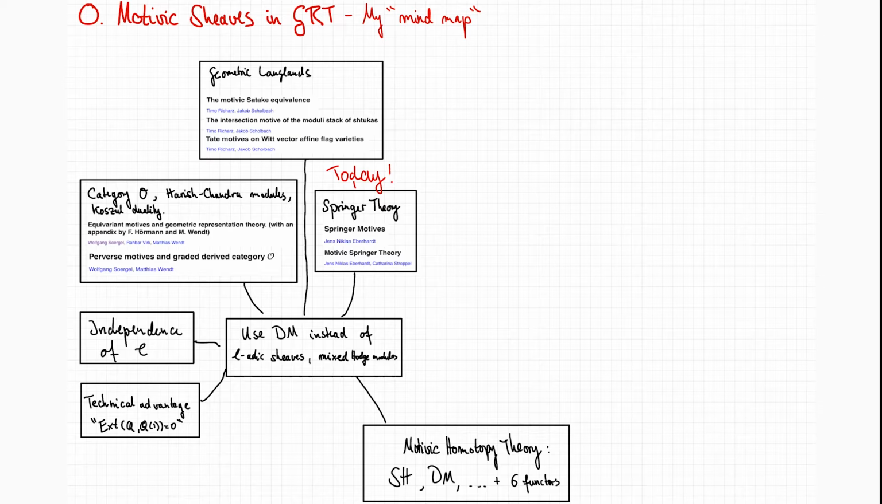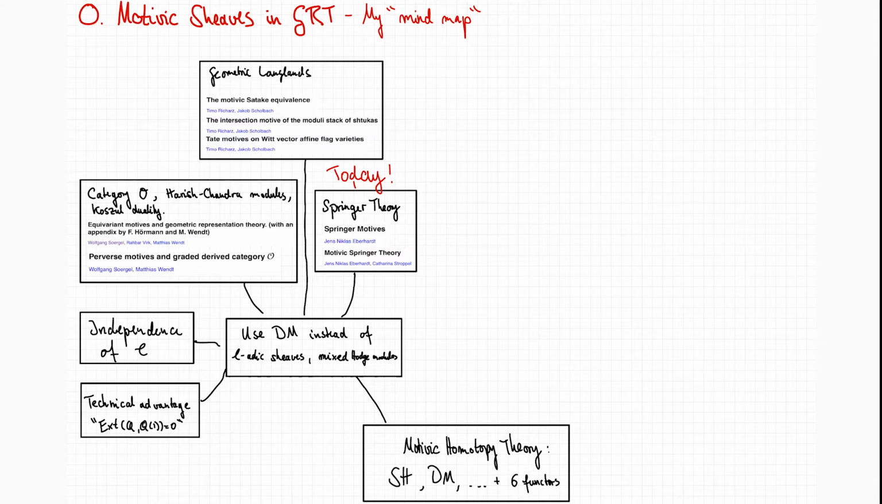So today it will be more like a smaller thing. More like a toy theory which I want to present, which kind of puts together motifs and geometric representation theory very directly in a nice way, which is something called Springer theory, and we want to do Springer theory motivically. I will talk about this in a second. Okay, so this is one direction.